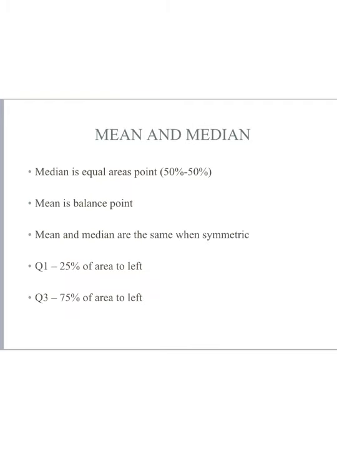Now, the median I noted is the 50-50 point. The mean is the balance point. That's kind of like if you balance a basketball on your finger. If you were to try and balance the curve on your finger, that's where the mean would be, so that it would actually stay on your finger. Mean and median are the same when it's symmetric. So if you do have a perfect bell curve, which that drawing is not, but if you did, the mean and the median would both be dead center on that.